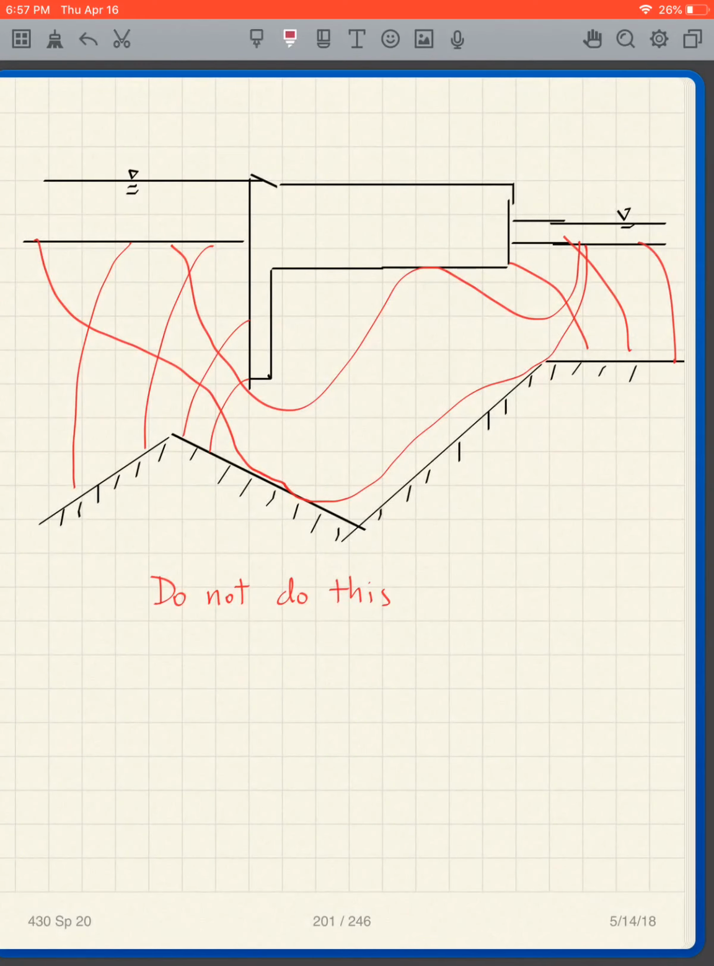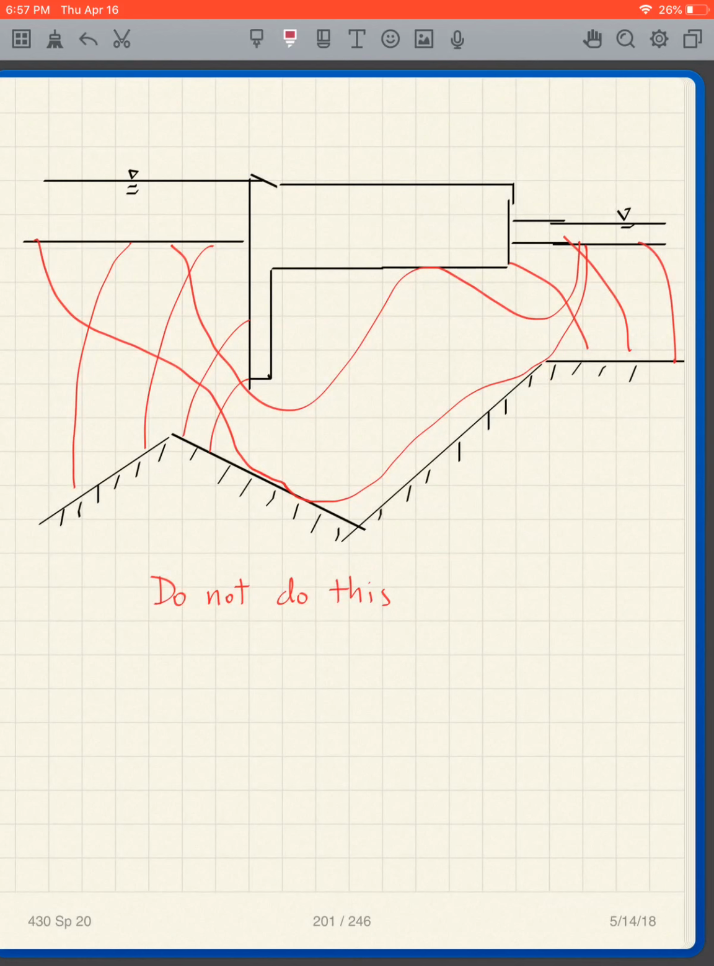All right, as I said, this is not a good flow net. And what's wrong with it? Well, first of all, equal potential lines cannot cross each other, and flow lines cannot touch each other or cross each other.